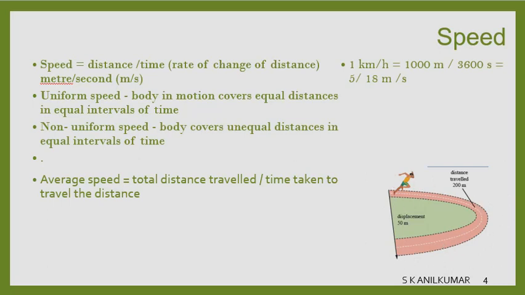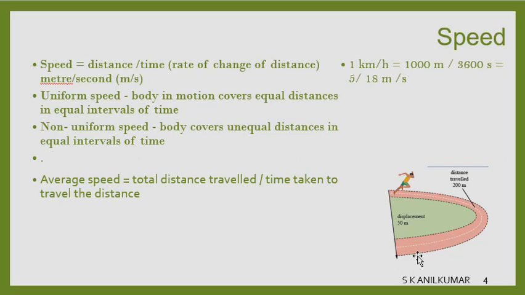So this speed can be uniform or non-uniform. What is uniform speed? A body in motion, say a person who is running, covers equal distance in equal intervals, from the first second, second, third second, fourth second, all the 10 seconds, he is running at the same speed. That is uniform speed. A body in motion covers equal distance in equal time. Mostly this is not possible. It will be non-uniform speed. A body covers unequal distances in equal intervals of time.